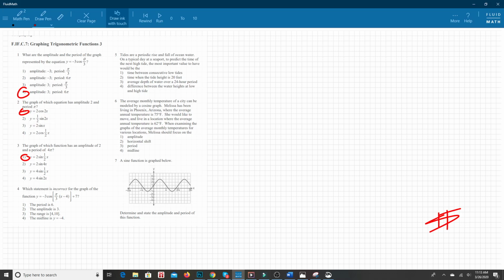It definitely has an amplitude of 3. Let's see if it's a period of 6. So we have 1 over 3, 2 pi. So it does have a period of 6 pi. So 1 and 2 are correct. The range is the values for the y value. Did we learn the range? You need to learn the range. It says the midline is y equals -4.